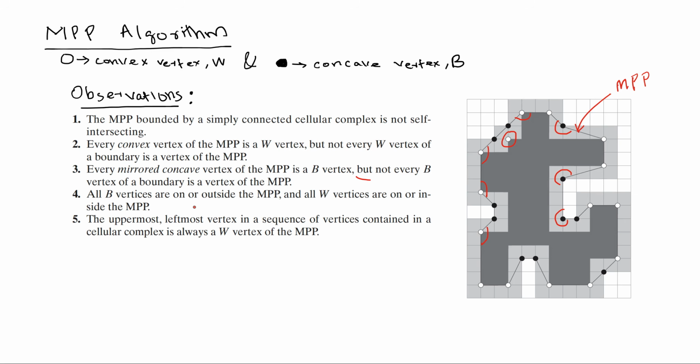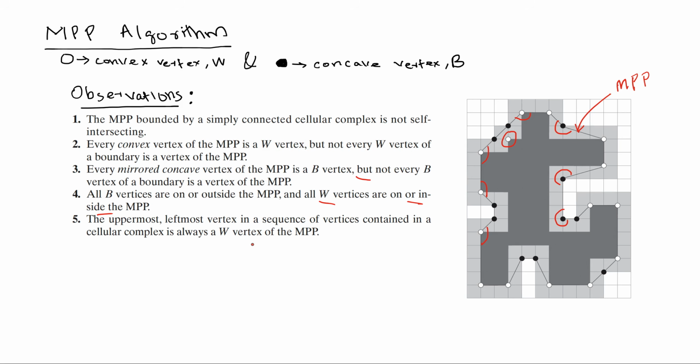And as the fourth point, all B vertices are on or outside the MPP, and all the W vertices are on or inside the MPP. So here I have a white vertex, or a W vertex, which is on the MPP, and this is a white vertex which is inside the MPP. So W vertices can be on or inside the MPP. Similarly, the B vertex can be on the MPP or it can be outside the MPP. In this particular example, we do not have a B vertex which is outside the MPP.